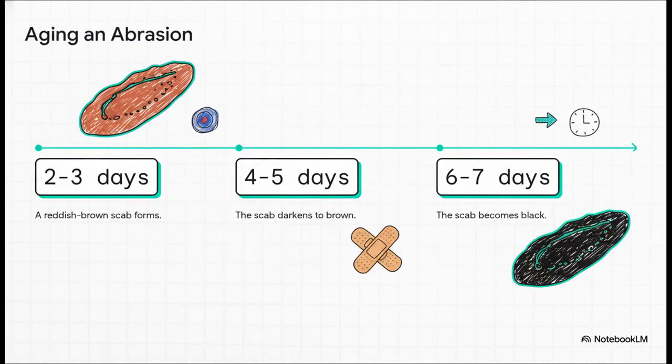You know, one of the coolest things about abrasions is that you can actually get a pretty good idea of how old they are just by looking at the scab color. It starts out reddish-brown, then over a few days, around day 4 or 5, it darkens to brown, and by the end of the week, it's turned black. This little color timeline is an amazing tool for figuring out when something happened.